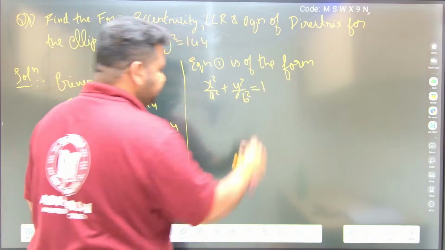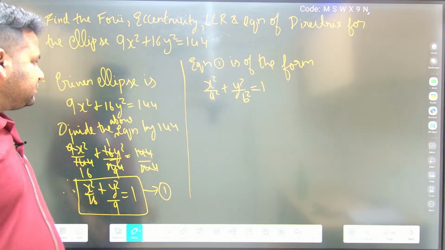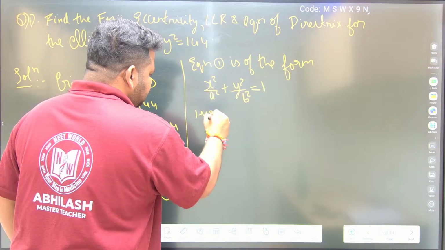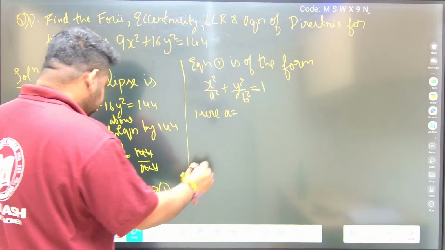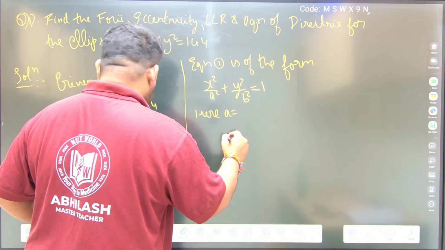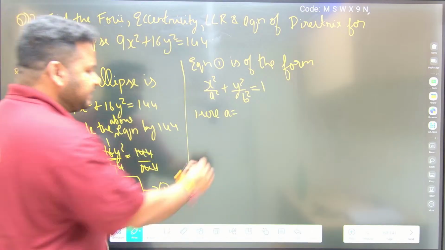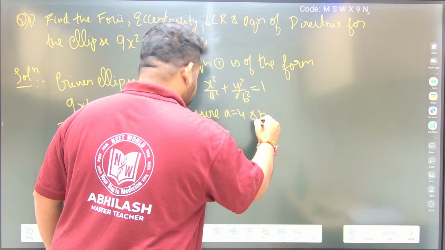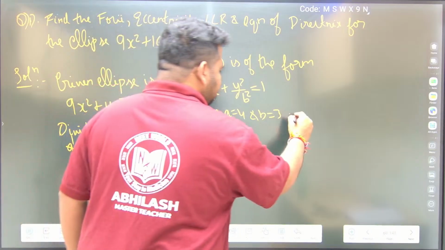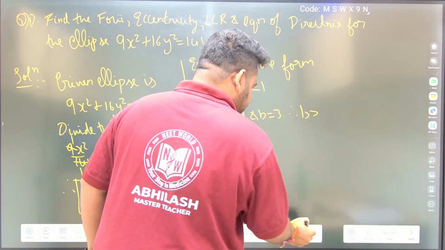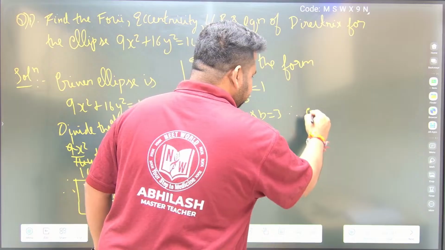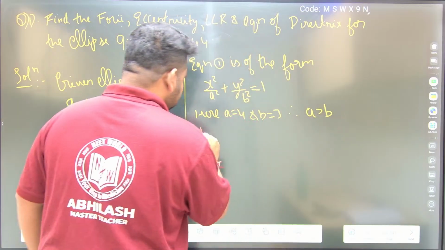Is equal to 1. Okay. Here what do we have? Here a is equal to what? A is equal to the square root of 16. Here a is equal to 4 and b is equal to 3. Correct. Now, therefore a should be greater than b. Okay, so it is a horizontal ellipse.